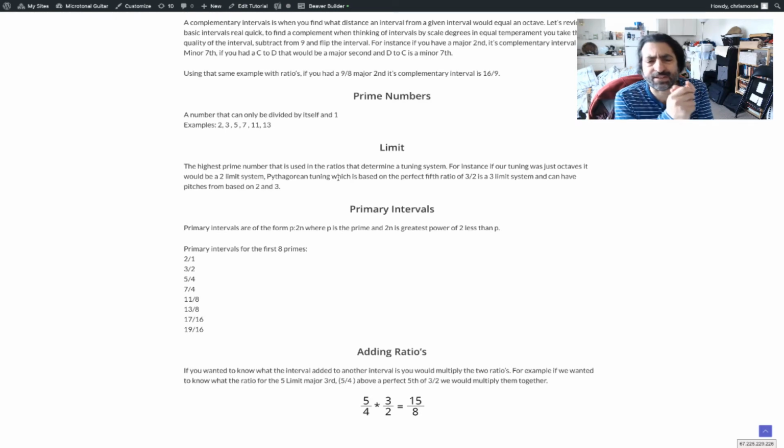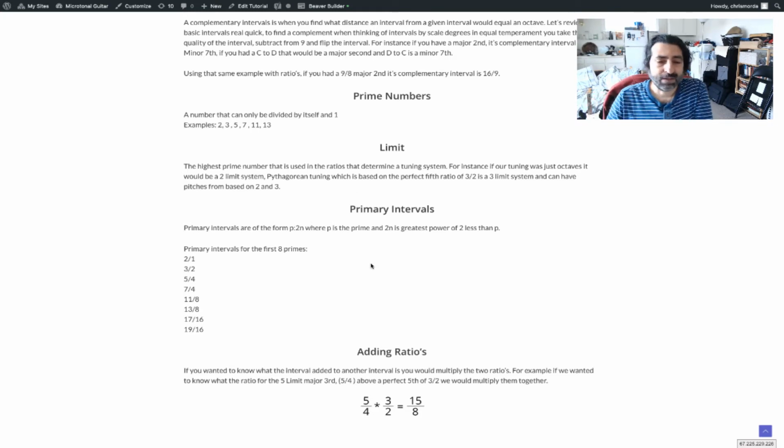So for instance, a 2-limit system would just be octaves, right? It would just be different octaves of the fundamental. A 3-limit system could use the perfect fifth, 3 over 2, and multiplications of that. So 9 over 8, 27 over 16, 81 over 64. And then also 2 over 1 and 1 over 1, right? So we could have octaves and tones built on ratios from the 3 over 2, from the third harmonic.